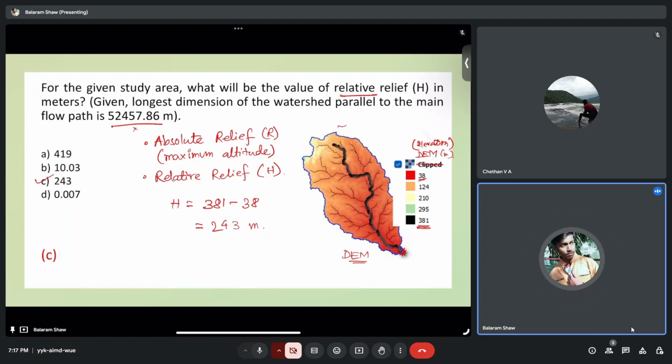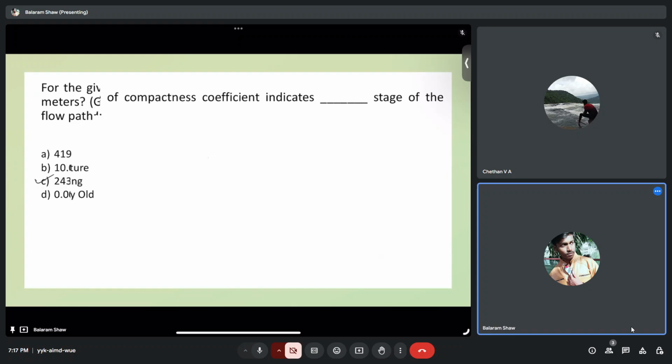Okay, if not, we'll move to the next question then. The next question is: a high value of the compactness coefficient indicates dash stage of the watershed. So we know what the compactness coefficient is. How do we mathematically define compactness coefficient?